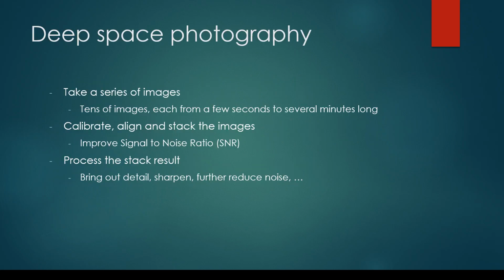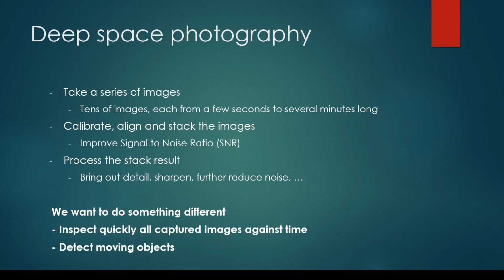So normally for deep space photography you take a series of images, 10, 20, 30, 100, could be also varying in the exposure time. And then in principle, what you do is you calibrate, try to remove all the noise, align and stack them, and then process the final picture to bring out all the detail and have a great astrophotography. I mean, now we are not interested in that. We want to do something different.